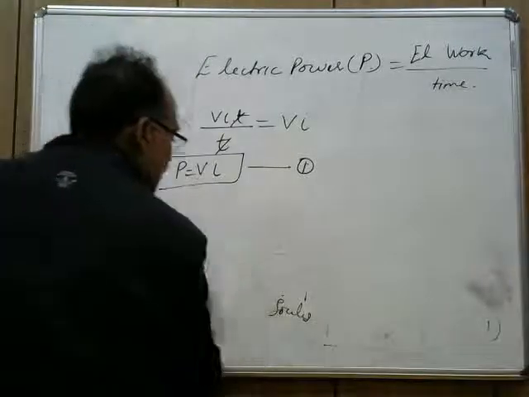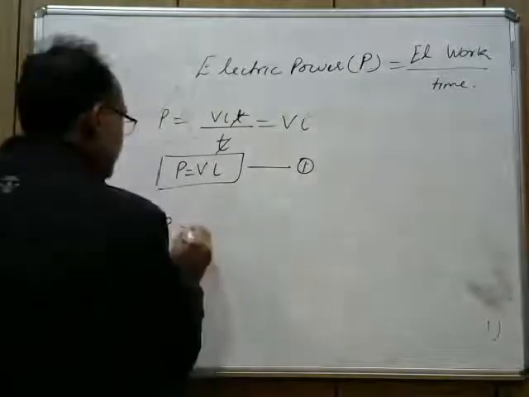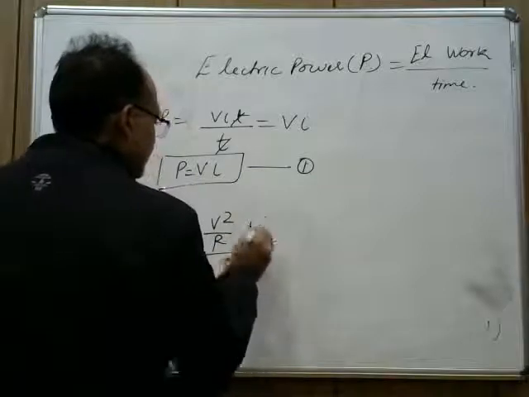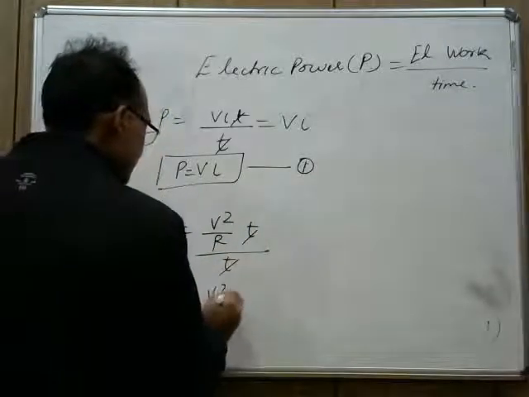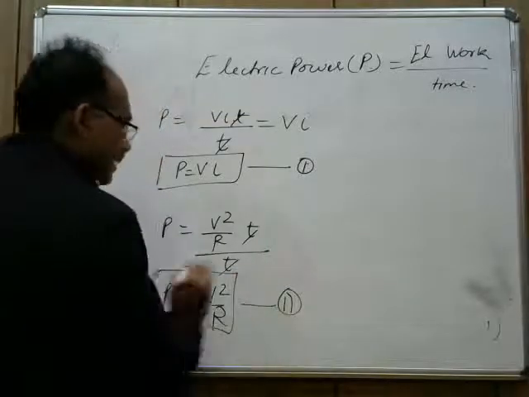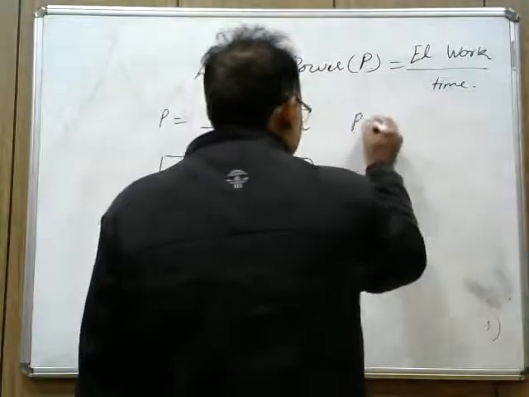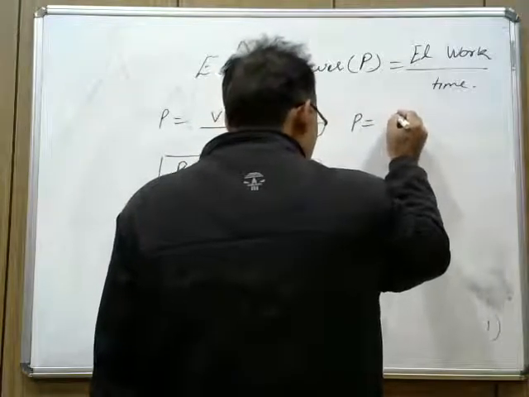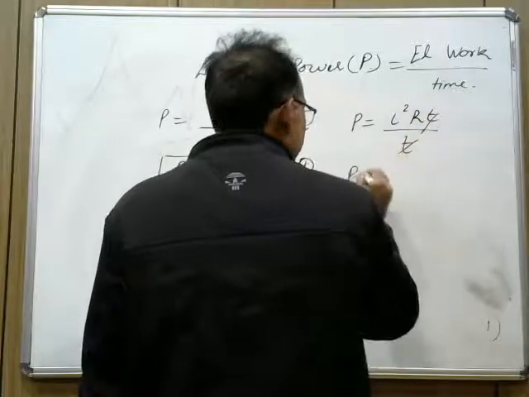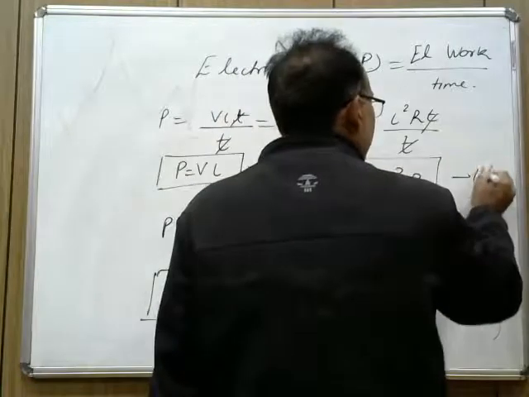Then come to the second formula of heat. By the second formula of heat, you can calculate P is equal to V square upon R into T, whole divided by T. T cancels out, this becomes V square upon R. This is the second expression for power, and we have taken it in a box. Then comes the third equation of power, that is P is equal to I square RT divided by T, and this becomes I square R. This is the third formula for the power.